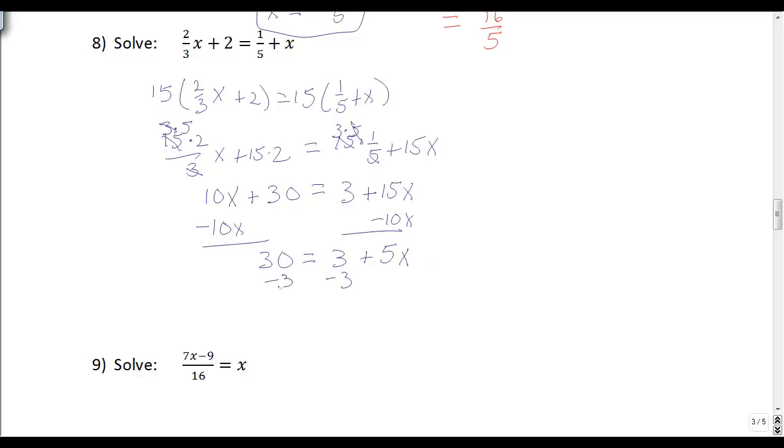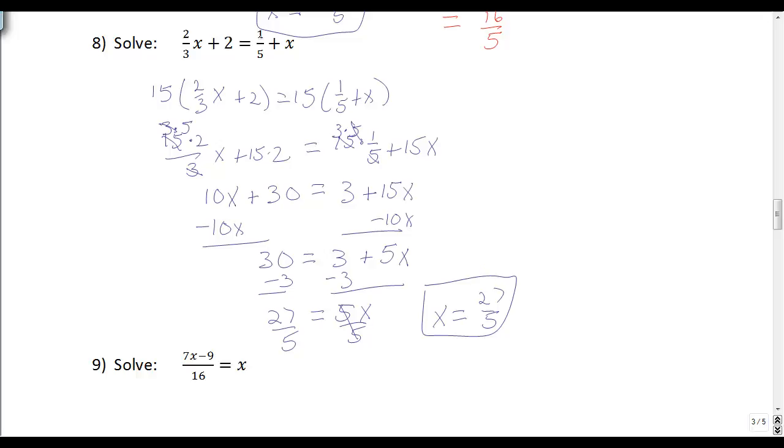So now I subtract the 3. And I get 27 equals 5x. And then I divide by 5. And here's where I'm going to switch the order. I'm going to write the x from the right on the left. That is 27 fifths. So it's always nice to rewrite this, even though I sort of have x equals 27 fifths here, but just without the 5 over 5. So it's really clear what your answer is.